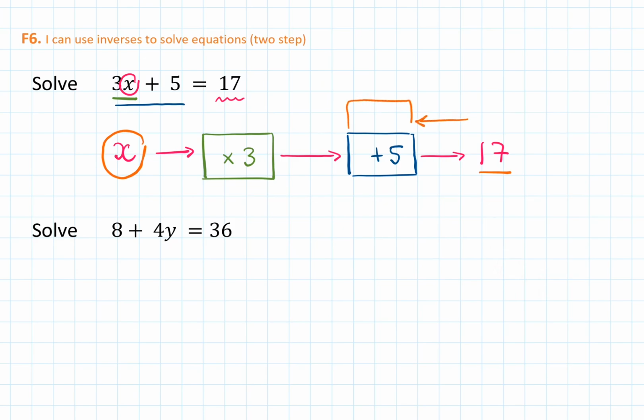The inverse operation of adding 5 is taking away 5. Our intermediate result is 12. And then the inverse of multiplying by 3 is dividing by 3, which means our final answer will be 12 divided by 3, which is 4. The value of x is 4. Pause the video now and try to work out what is the value of y in the second example.